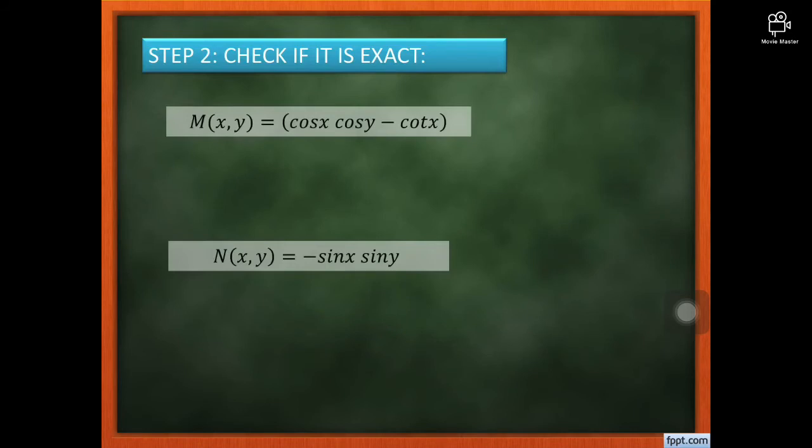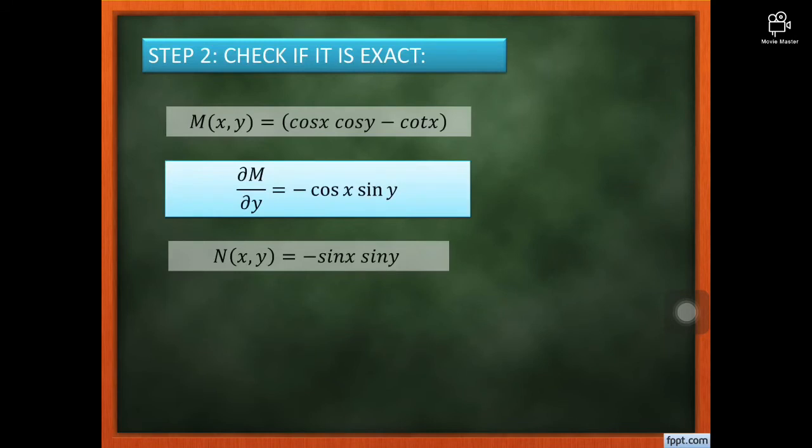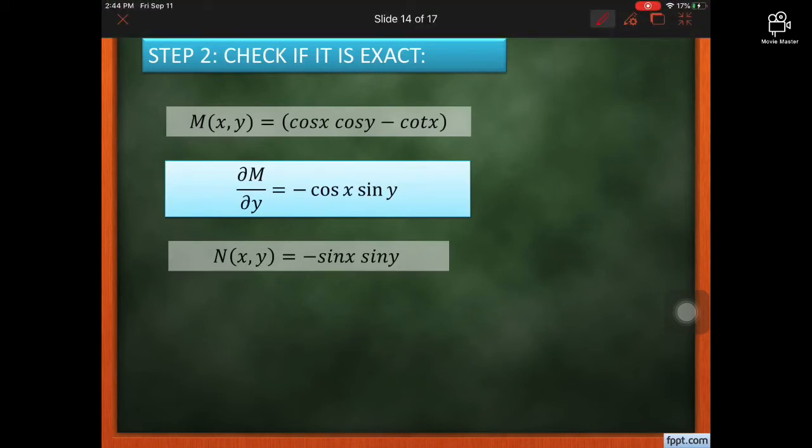So let us proceed. Let us check if the equation is exact. So we have our m and n. So let us start with the m. So the partial derivative of m with respect to y, that gives us this equation, because partial derivative with respect to y means that anything with variable x is treated constant. So cotangent x, that is constant. So deriving for cotangent x, that becomes 0.